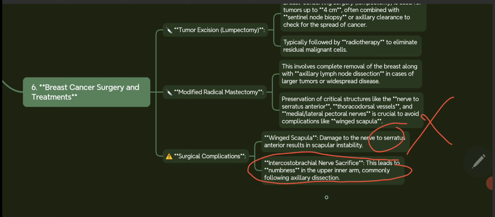Intercostobrachial nerve sacrifice. This will lead to numbness in the upper inner arm, commonly following axillary dissection.